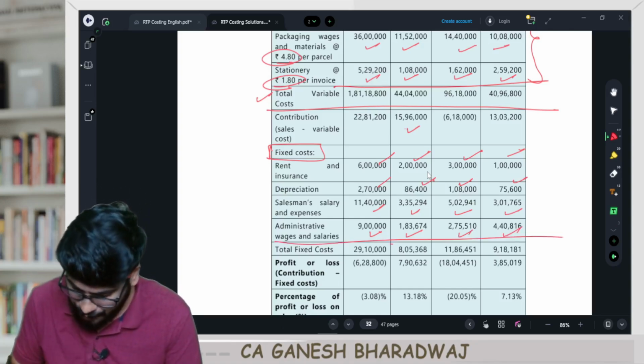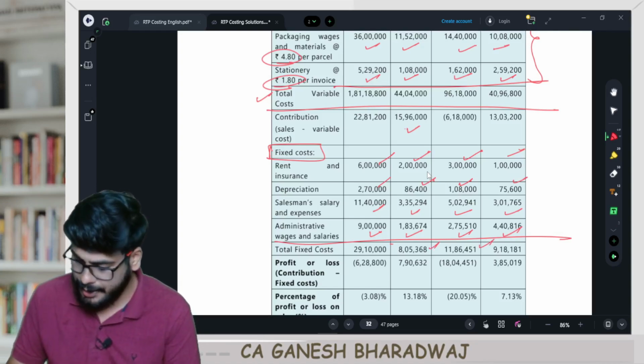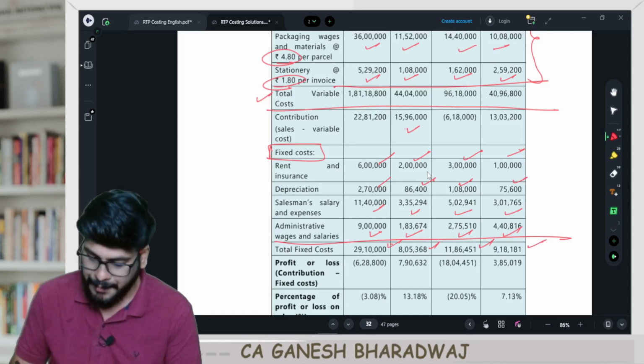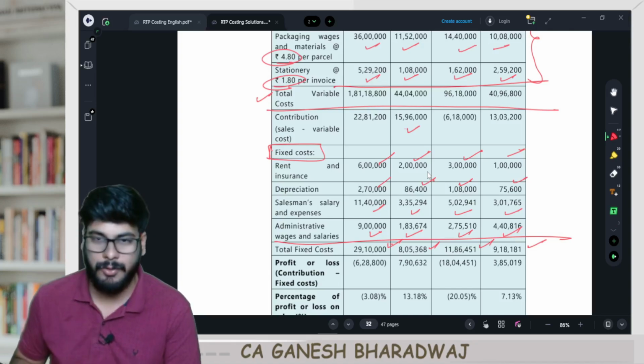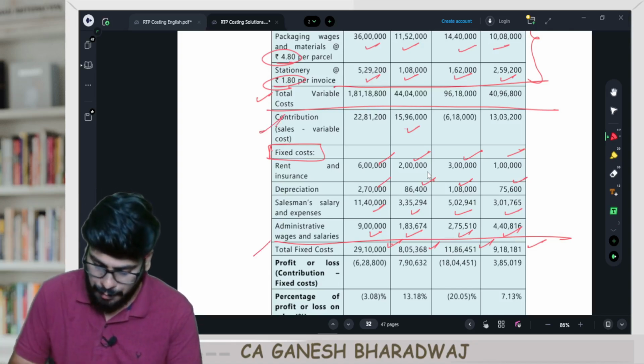So the sum total of fixed cost comes out to 8,05,368, 11,86,451 and 9,18,181. You add up everything, you get 29,10,000, right? So now what you have, the final profit is going to be contribution minus fixed cost.